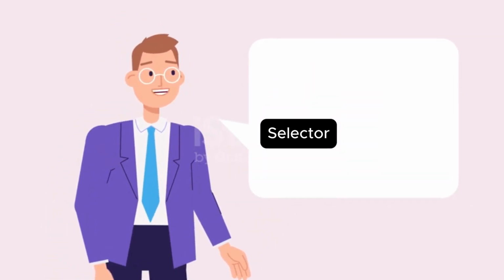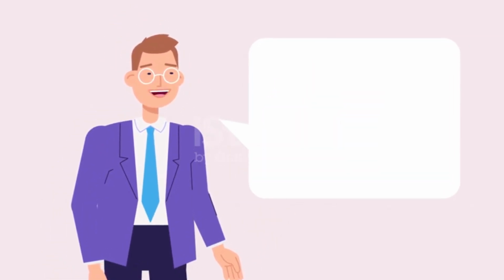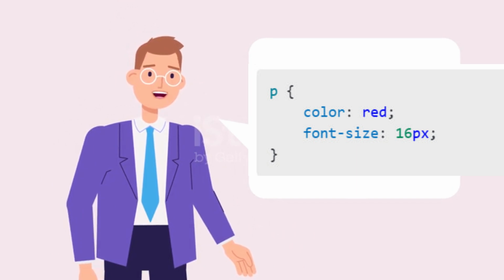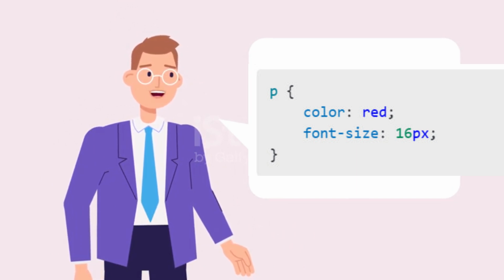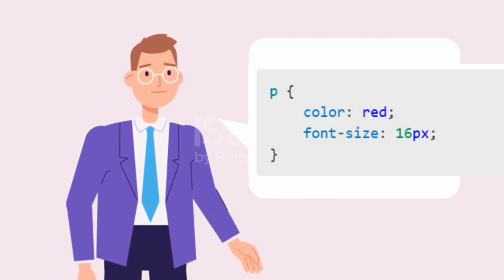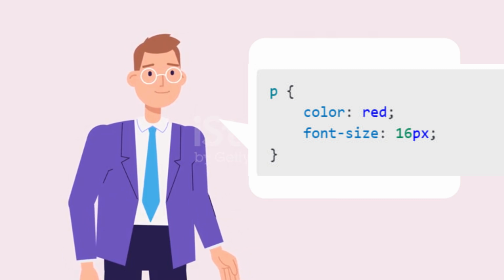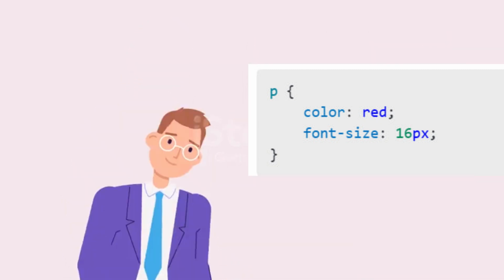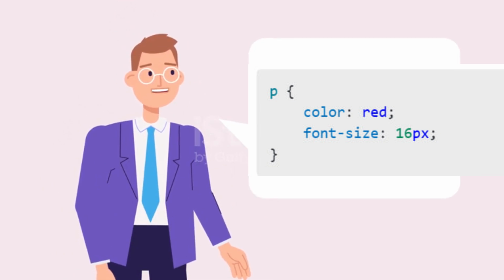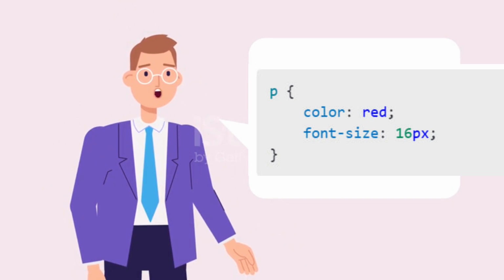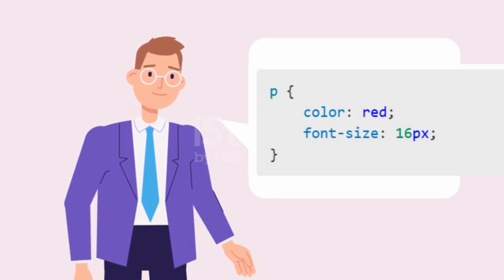Basic CSS syntax. CSS syntax consists of three main parts. Selector: specifies which HTML element to style. For example, p selects all p tags. Property: the aspect of the element you want to change, for example, color, font size. Value: the specific value for the property. For example, red for the color property. Example: this code makes all p elements have red text and a font size of 16 pixels.